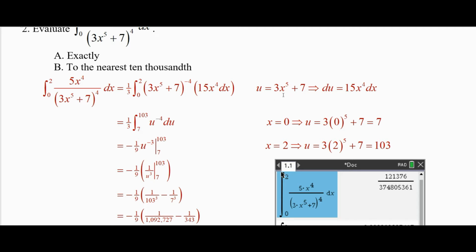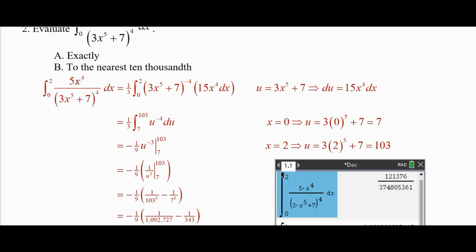So if u is 3x to the 5th plus 7, du is the derivative of that times dx. So that would be 15x to the 4th plus 0 times dx. So 15x to the 4th dx. So if I could get 15x to the 4th dx here, that all together would become du. And then the hope is this becomes u to the negative 4. Well, it sort of works out.